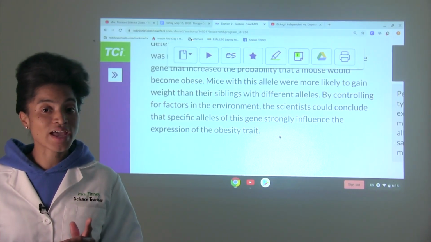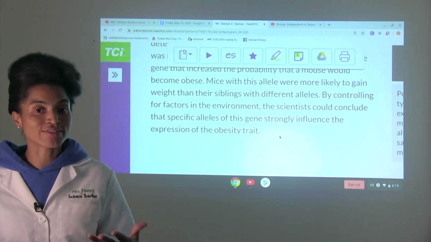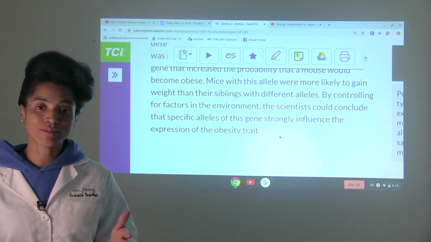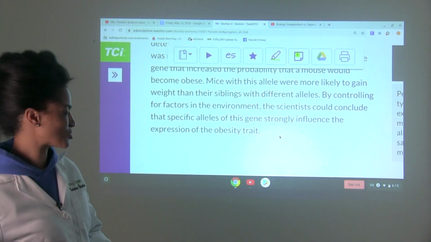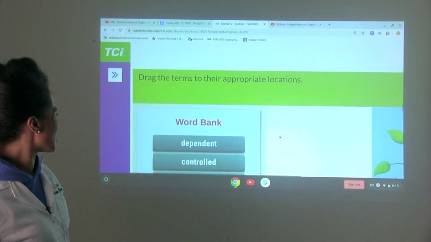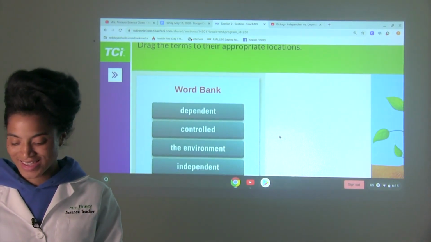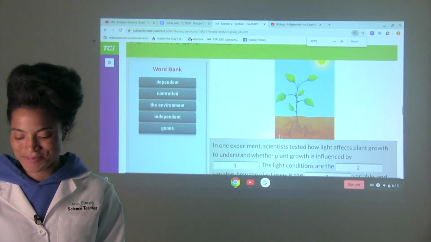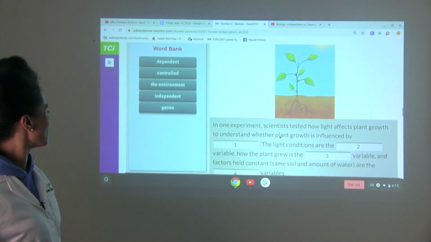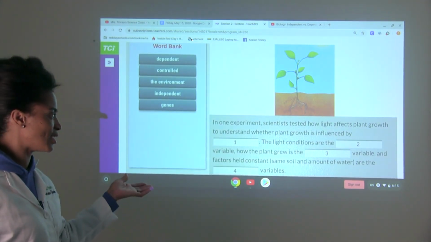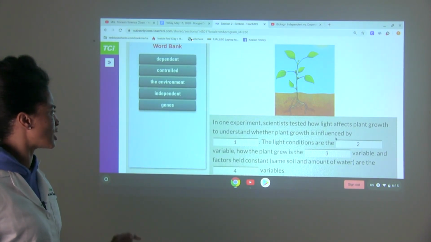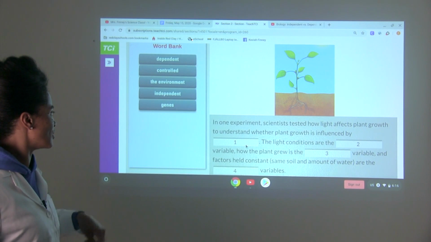All right, so now that we have some examples to reference when we're talking about independent variables and dependent variables and control variables, let's now answer some questions. Check for understanding. It says drag the terms to their appropriate locations. Let's look at this example. All right. In one experiment, scientists tested how light affects plant growth to understand whether plant growth is influenced by, what do you think needs to go here?